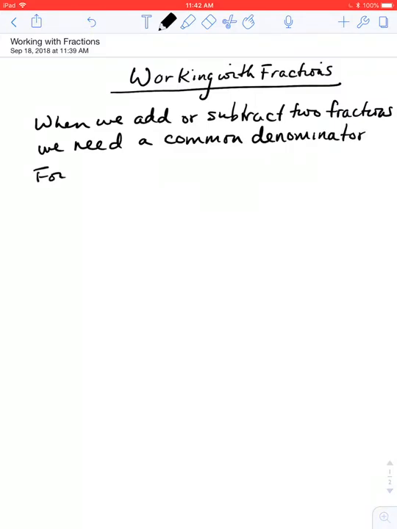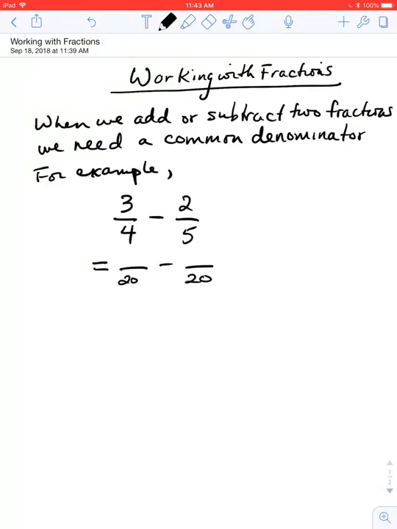For example, 3/4 minus 2/5. We need to find the lowest common denominator or multiple of 4 and 5. 4 and 5 go into 20. So 4 goes into 20, 5 times, 3 times 5 is 15. 5 goes into 20 4 times, so 2 times 4 is 8.